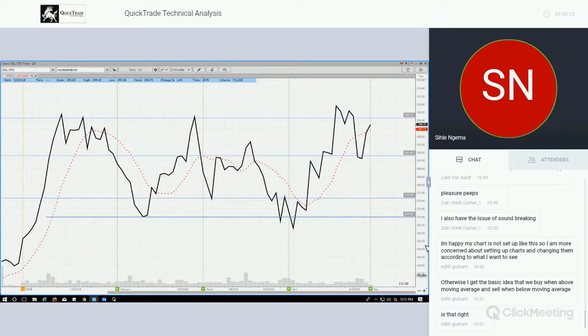Okay. You get the basic idea that we buy when you're above the moving average and sell when you're below the moving average. But that should be in line with the long-term time frame, the monthly. It should be in line with the monthly time frame. Okay, so that's what is happening here.